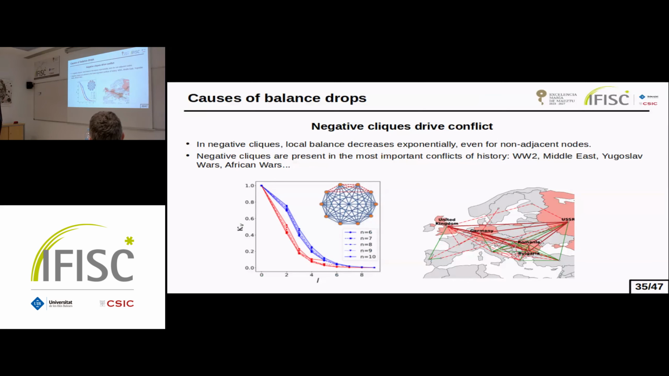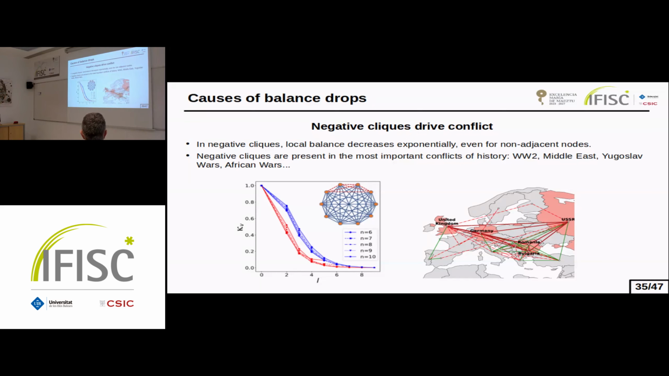We proved mathematically that the existence of a negative clique drops balance exponentially fast, not only for the nodes participating in the negative clique, but also for the nodes that are close to the clique. The clique is so unbalanced that it leaks its unbalance outside of it. And we looked at the data and found that this clique appears in many important conflicts.